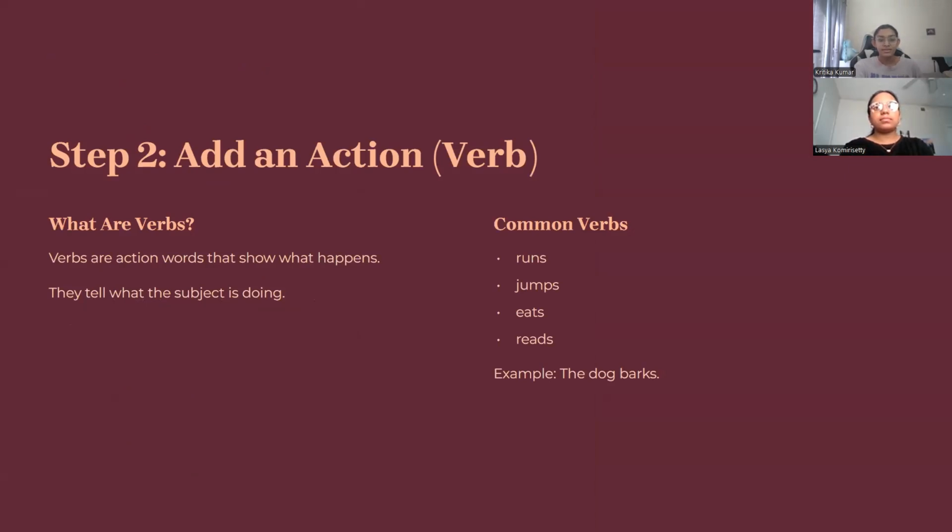And your second step is to add an action, or a verb. So, what are verbs? Verbs are action words that show what happens. They tell what the subject is doing. And some common verbs are runs, jumps, eats, or reads. So, for example, the dog barks.